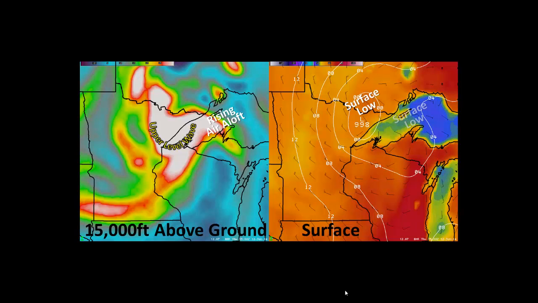Moving ahead a little further in time, the actual surface low lingers over the arrowhead, while the upper-level wave continues east-northeast. Rising air is now located over Lake Superior.